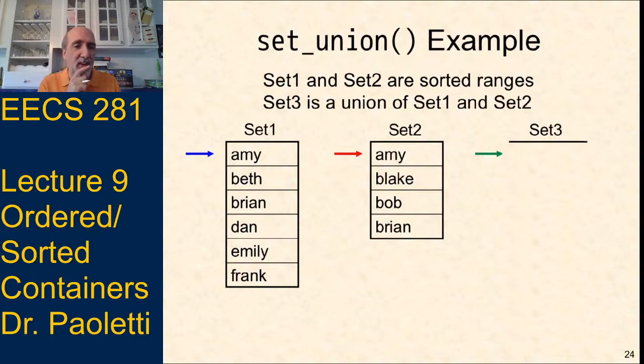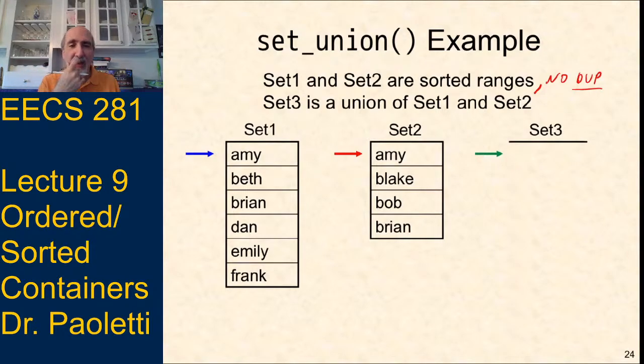And one other thing: sorted ranges and no duplicates. We're not going to allow duplicates. Duplicates can't appear in the input, and we're going to guarantee that when we produce the output, there's not going to be any duplicates in the output either. So let's look at how this works, and then we'll look at the code for it.